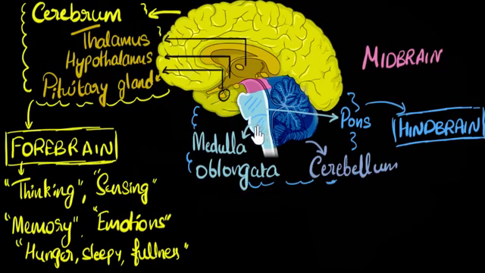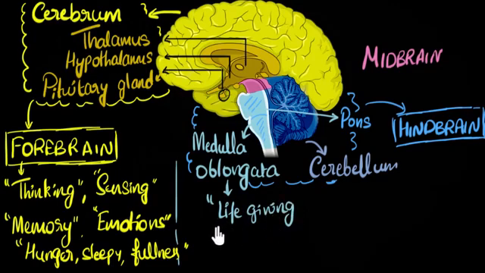So what does the medulla oblongata do? Well, it controls most of the life-giving involuntary processes. Okay, so we'll say life-giving involuntary processes. I'll just write "involuntary," okay? That means these are the most essential for life, like your heart beating, your breathing, digestion. All of those essential things are taken care of by your medulla oblongata.